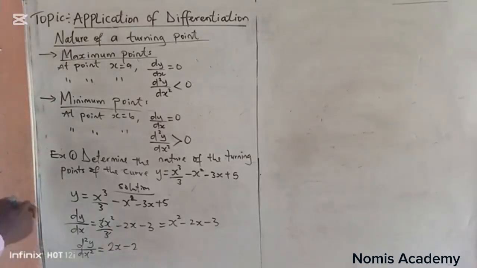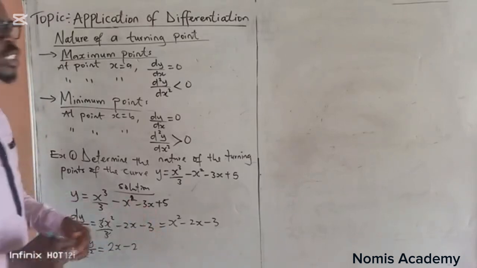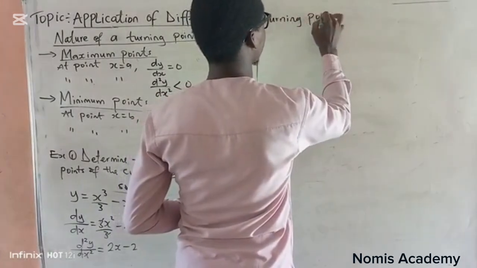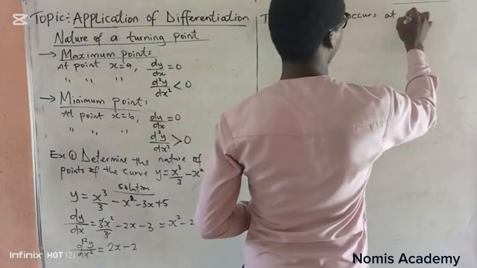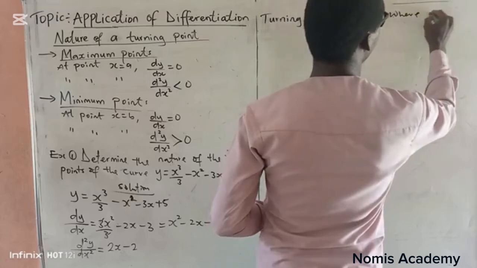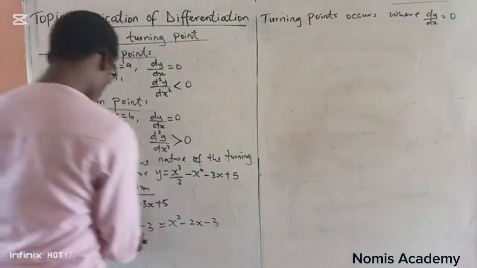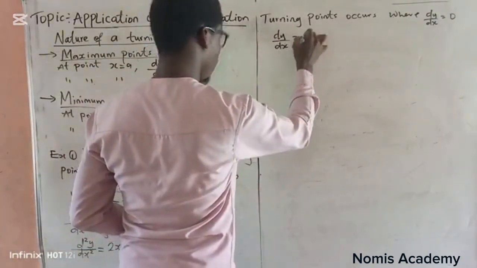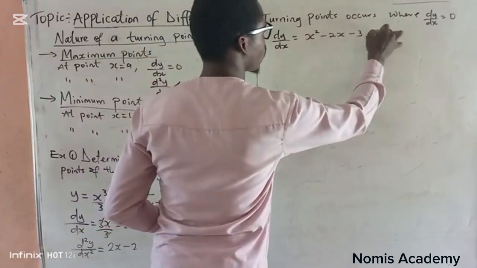Now turning points occur at the points where dy dx is equal to 0. So we equate this to 0. dy over dx, which is x squared minus 2x minus 3, must equal 0.